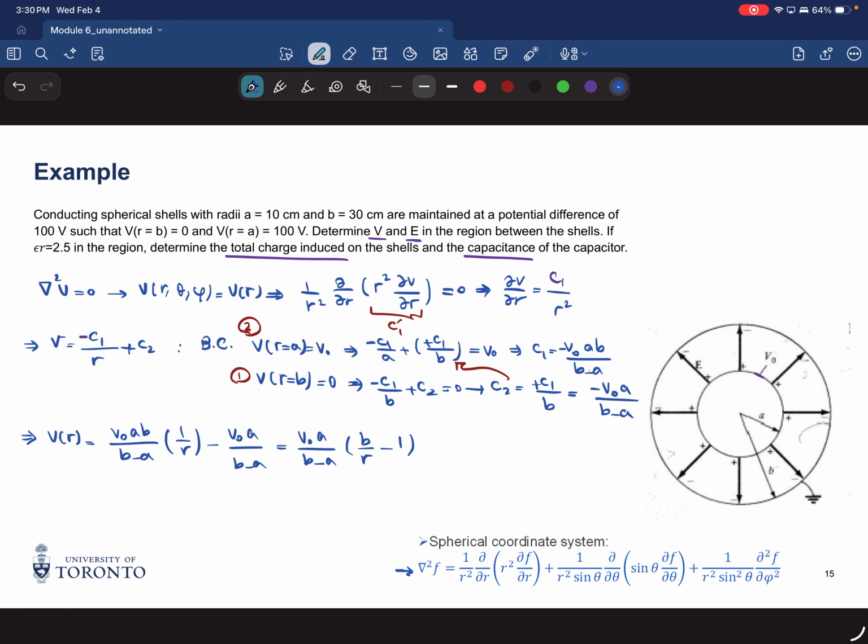Yeah, there shouldn't be any difference. Okay, so we found V. Now let's find E. How do we find E?